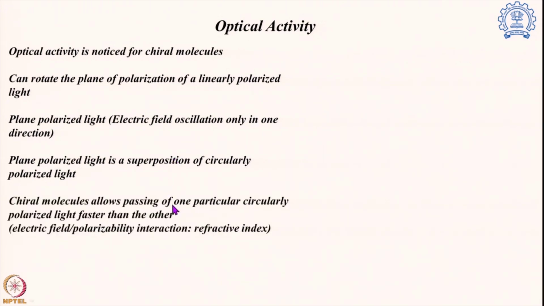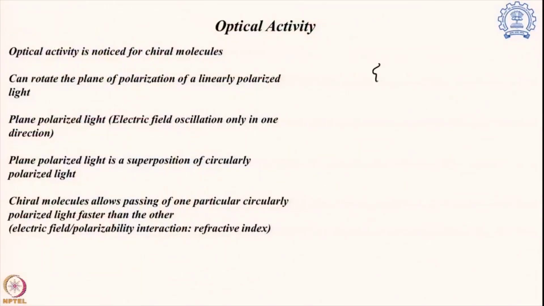Now when a chiral molecule interacts with this plane polarized light, it is actually interacting with both right hand circular polarized light and left hand circular polarized light. And a chiral molecule, because of the asymmetry present in the electronic environment, can detect the difference between RCP and LCP, the right hand and left hand circular polarized light, and that is actually reflected in the form of optical rotation. Let's connect those dots.